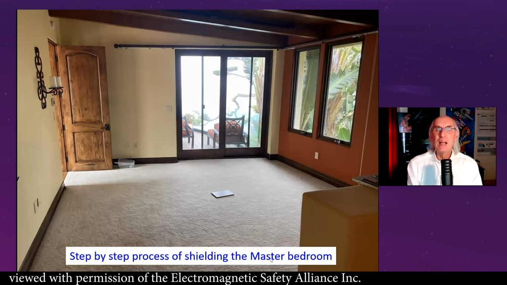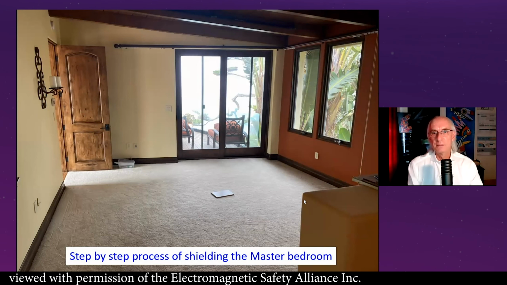Let's do that step by step. So this client has an existing building, and it's a master bedroom, and they want to have it shielded against the electric fields, against radio frequencies, against dirty electricity. There was a magnetic field issue as well, but the electricians worked on it for a couple of days and found all the wiring errors and corrected them. So now we're going to install shielding in this master bedroom.